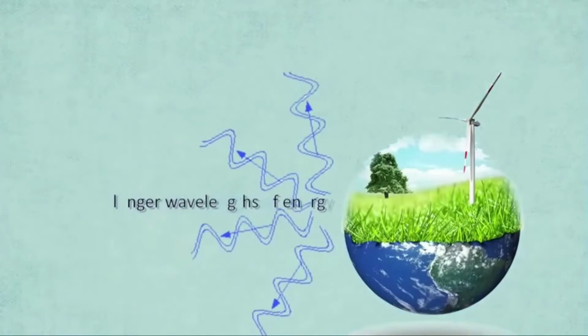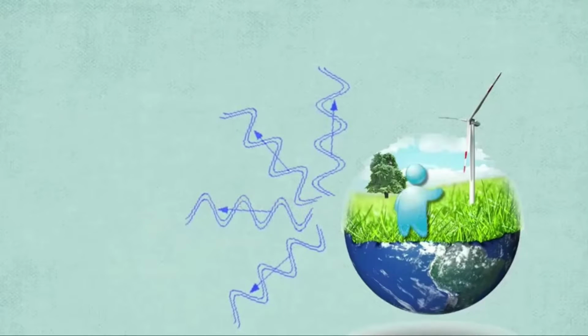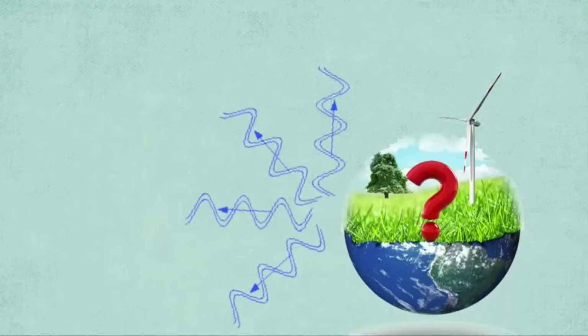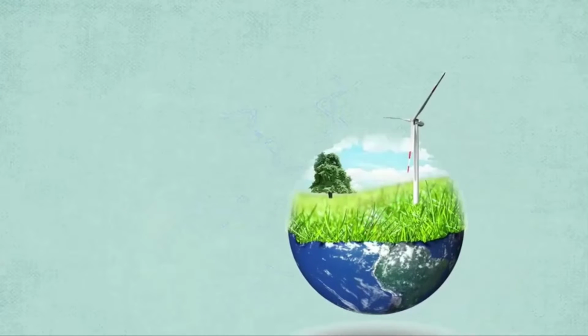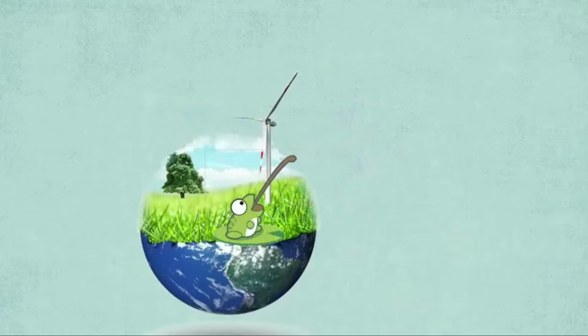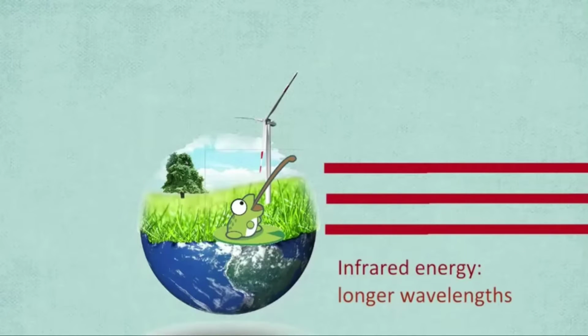Energy the Earth sends back to space is in the form of longer wavelengths of energy. This energy is invisible to us because it's out of the visible spectrum. However, some creatures can see wavelengths that humans can't. For example, it's believed some spiders can see ultraviolet energy, which has very short wavelengths, while some reptiles can see infrared energy, which has much longer wavelengths.